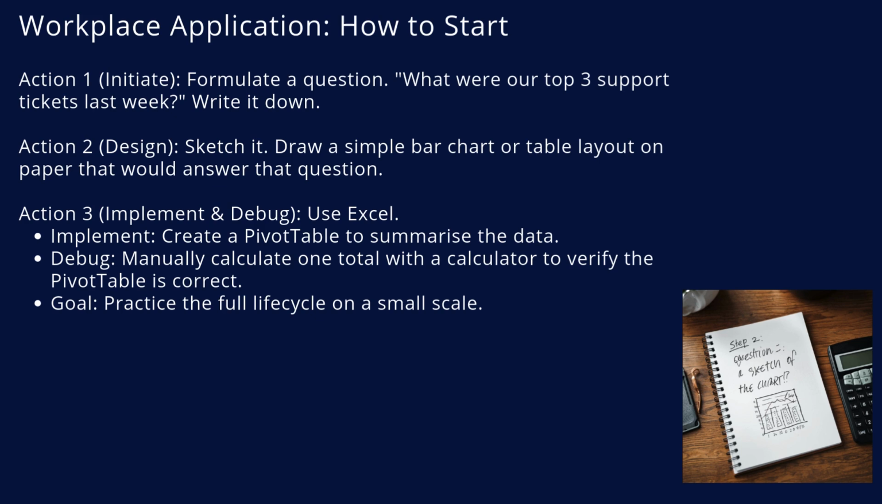Action 3. Implement and debug. Open Excel. Implement your design using a pivot table. Then, apply the debug skill. Take a calculator and manually add up the raw rows for one category. Does it match the pivot table? You have just verified the integrity of your data product.